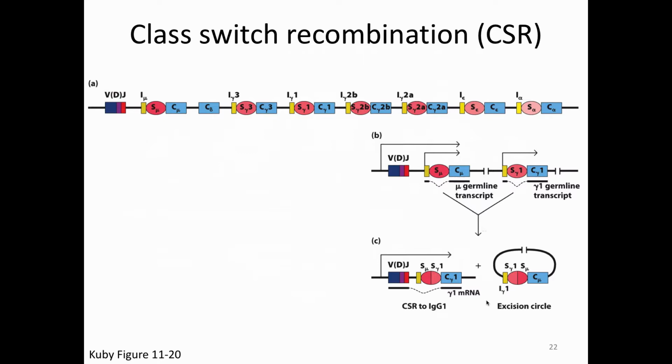And what happens here is that we will have another recombination process between switch regions. So we might have recombination between the switch region in front of C mu and the switch region in front of gamma 1, which will delete the intervening DNA and suddenly put the gamma 1 constant region next to VDJ and throw away the intervening DNA. So class switch or isotype switching happens through another recombination process called class switch recombination, where we see recombination occurring at switch sites.